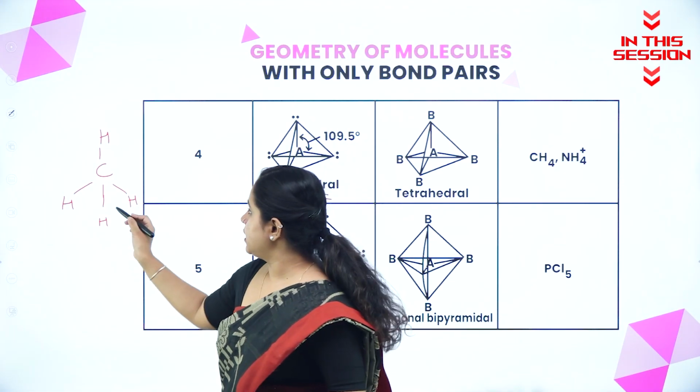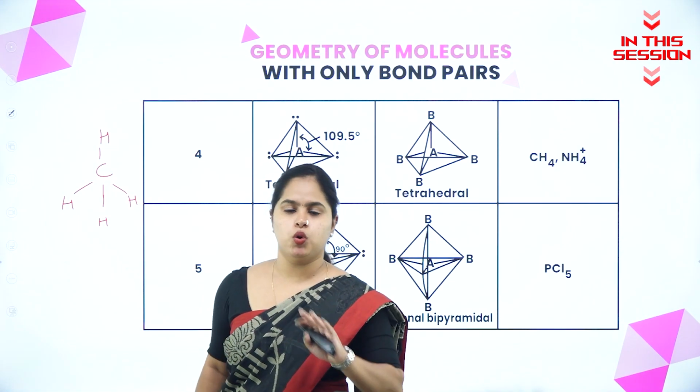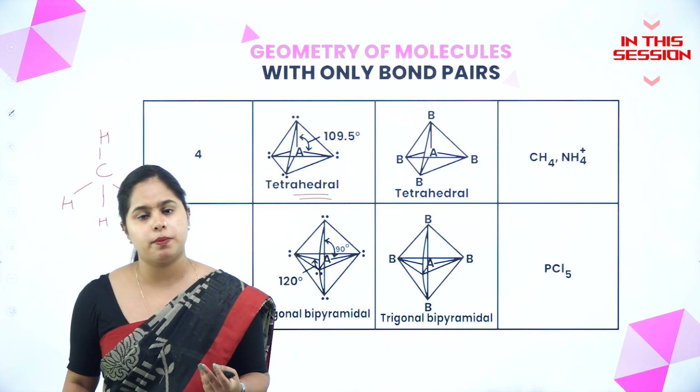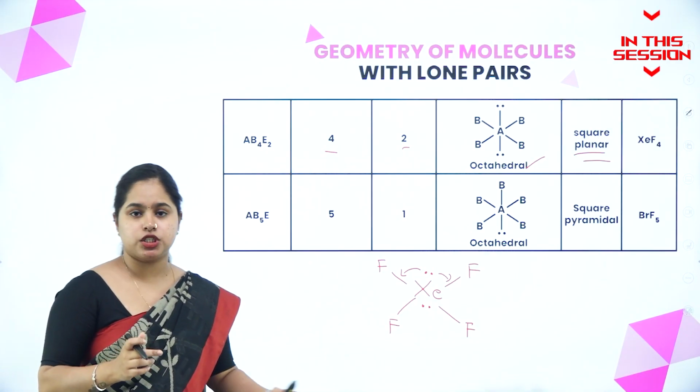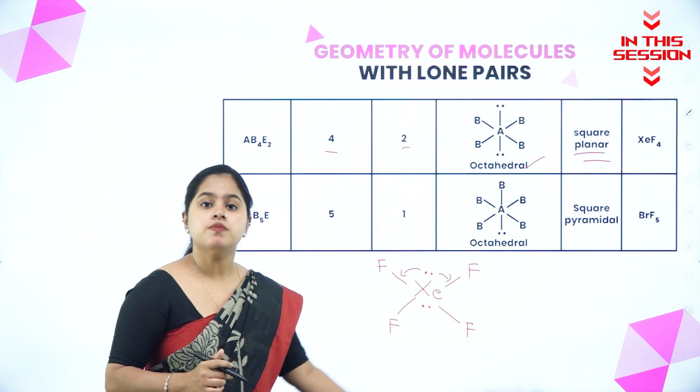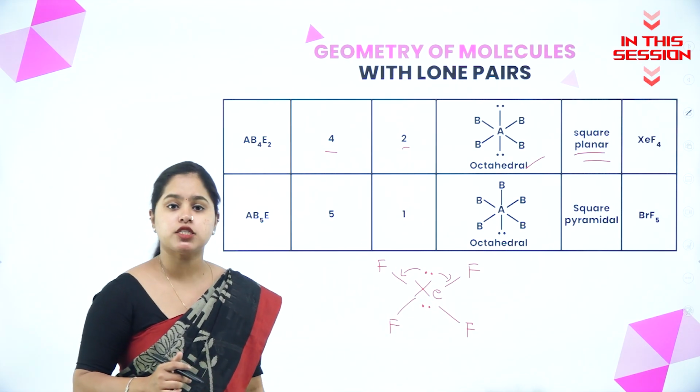CH4. As you can see here, there are 4 bond pairs and no lone pairs. So, the total number of electron pairs is 4. Due to the repulsions happening here, the shape that they attain is called square planar.